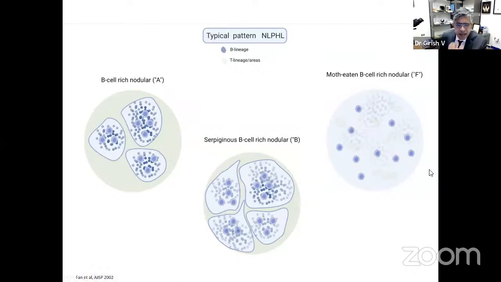Fan et al. described this paper, and this is a paper that we keep citing again and again in Dr. Jaffe's consults all the time. And then they describe patterns that are not typical of usual nodal LP. For the record, the case that I showed you just now was a B cell rich nodular pattern, pattern A. So when you write your reports, if you can put this pattern into your top line, it shows that you know that much more about nodal LP.